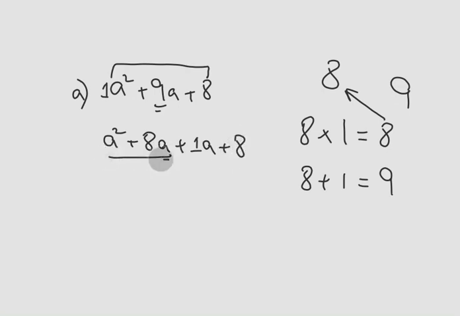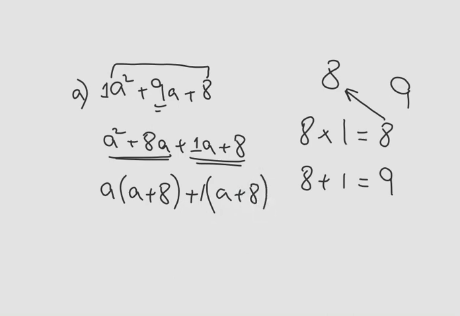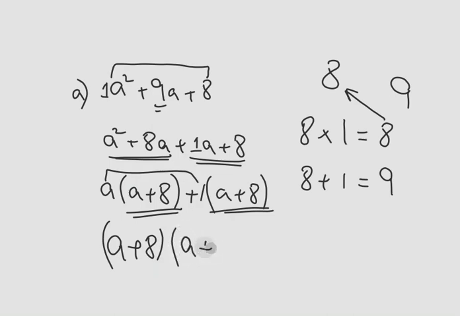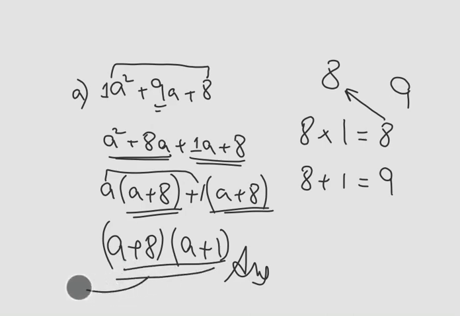Now making pairs, these two will be paired and these two will be paired. The common term in the first two is a, so a into the remaining, a plus 8. In the other two terms the common is 1, so 1 into a plus 8. In this expression a plus 8 is common. So we write a plus 8 and a plus 1. This is your answer, and these two are the factors of a square plus 9a plus 8.